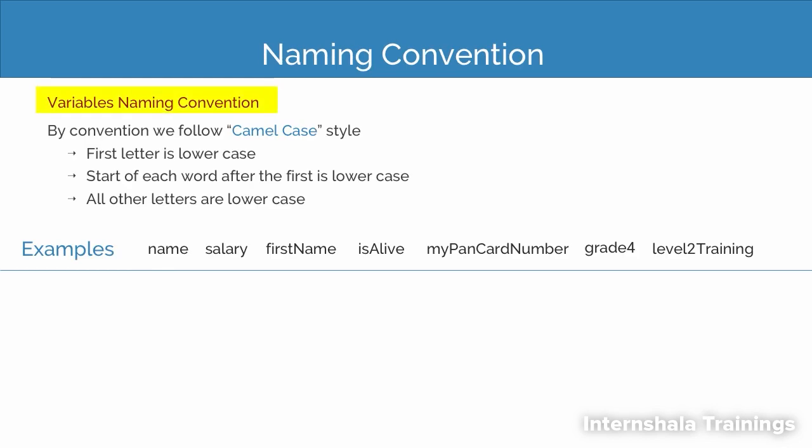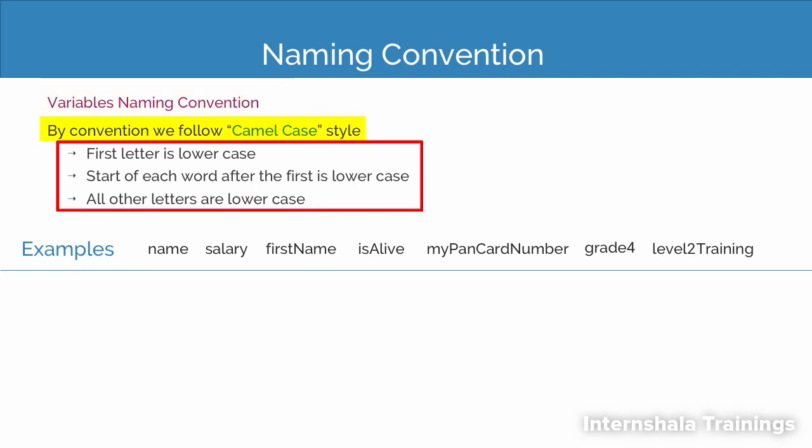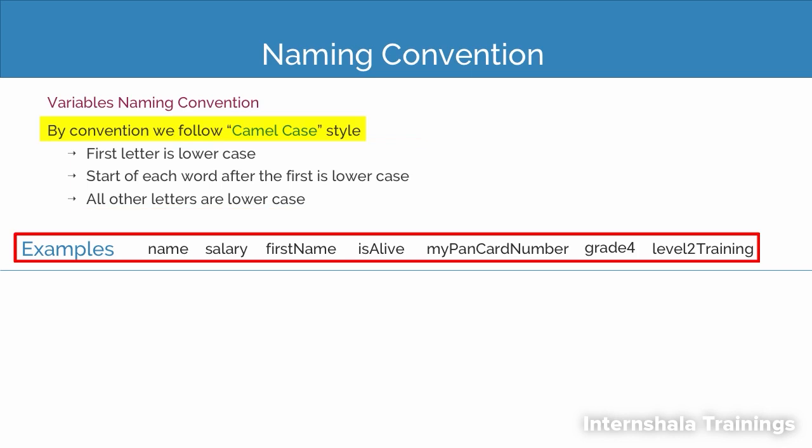Now, in the previous module, we already covered the variables naming convention in Java. That is, we follow the CamelCase style and these are a few of the rules. And here we have some examples.